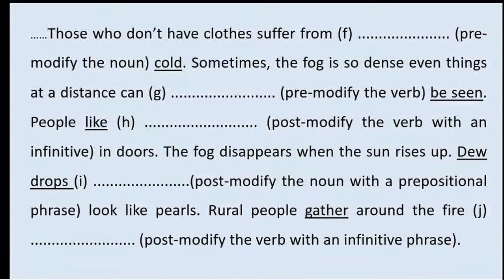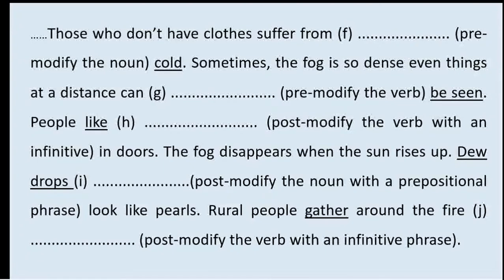Actually, to choose the right one, you should think of the topic or the content. Sometimes the fog is so dense, even things at a distance can, you can write often be seen. But if you write often here, this will not be correct according to the content. So you should use the word hardly, hardly be seen. Sometimes the fog is so dense, even things at a distance can hardly be seen.